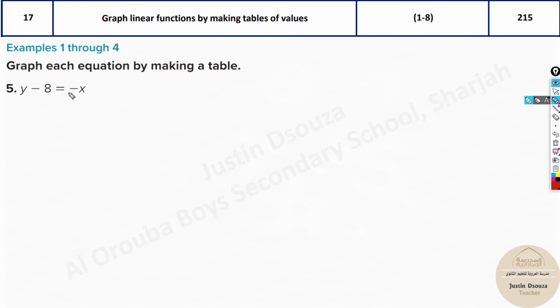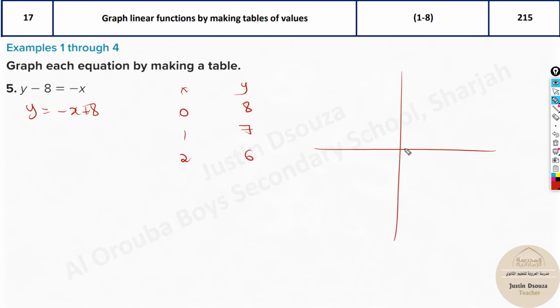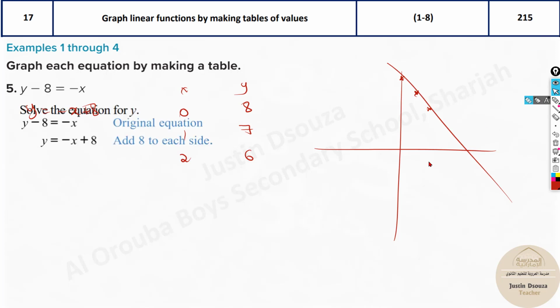Now over here, how do you do it? First rearrange this and write y equals minus x plus 8. Now assume x values 0, 1, 2. Substitute over here: x as 0, y is 8. Substitute 1, y is 7; 2, y is 6. Then just graph. When x is 0, y is 8. Next, when x is 1, y is 7, then 6. Draw a line. That is the graph.